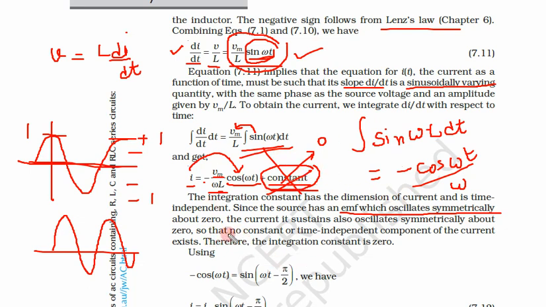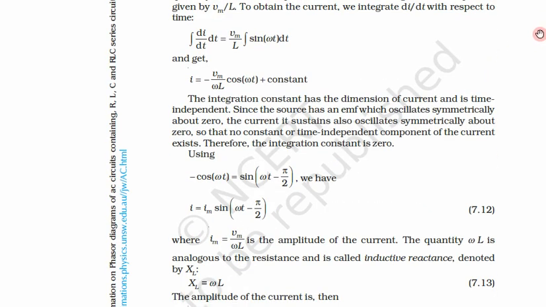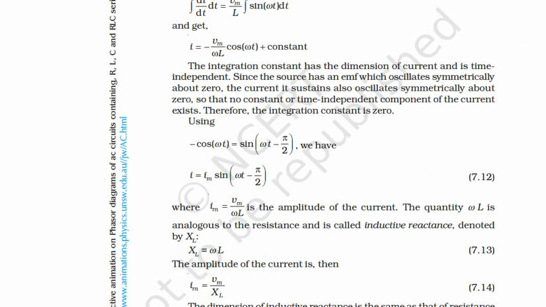Now no constant or time independent component of current exists. So that means this component is 0. Another thing is that it is now a cos function. It is no longer a sine function. Change in current is a sine function. So we have minus cos omega t, which we can write as sine omega t minus pi by 2.